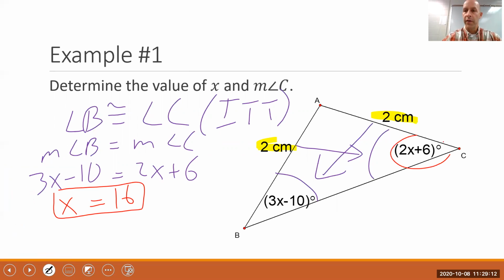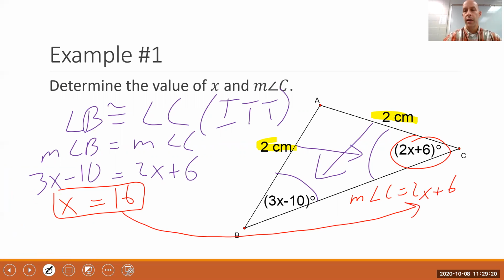Now to find the measure of angle C, we see that it is 2x plus 6 degrees. So I plug this 16 in for x: 2 times 16 plus 6 gives 32 plus 6, so the measure of angle C is 38 degrees. So there's all the work I need for this particular problem.